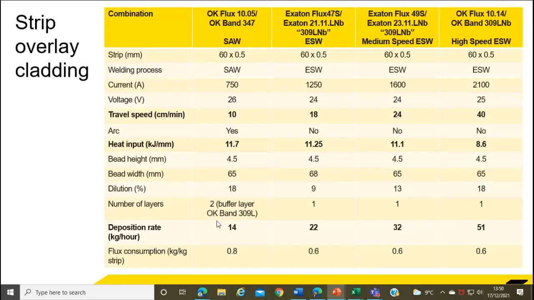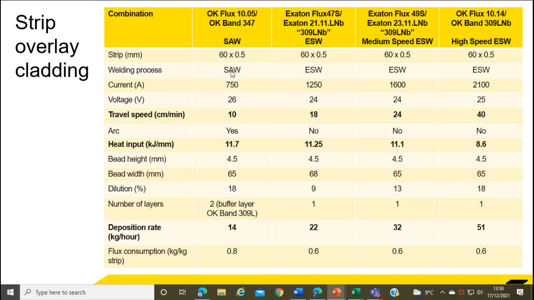then it would make a big difference. So this is a nice table that illustrates a lot of things, really. We've got a table of submerged arc welding, basic electroslag welding at normal speed, and then two others: one we call medium speed and one with a high speed. For all of these, the figures are for a strip that's 60 millimeters wide.